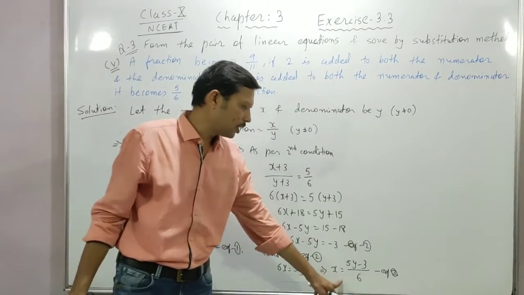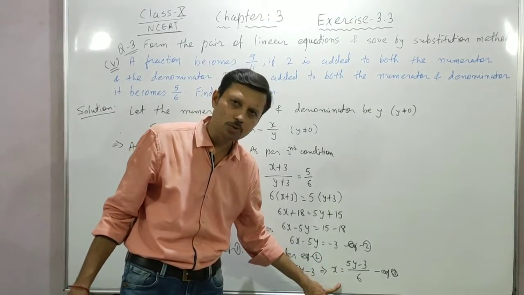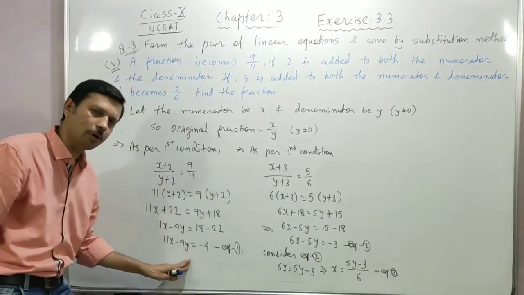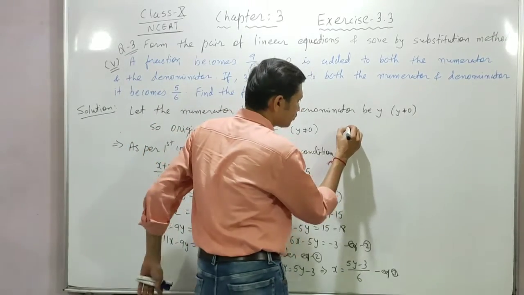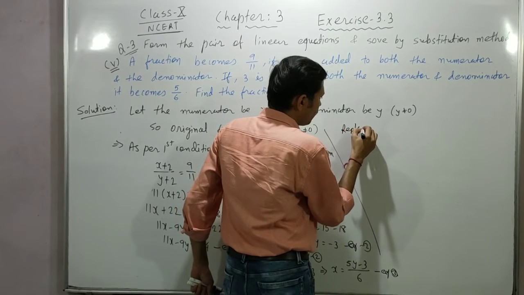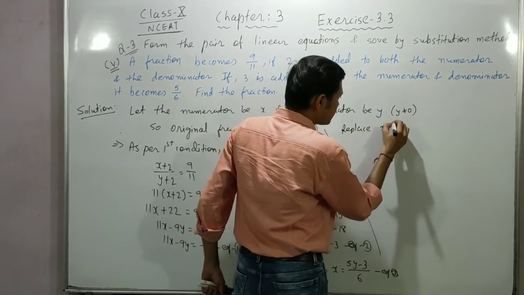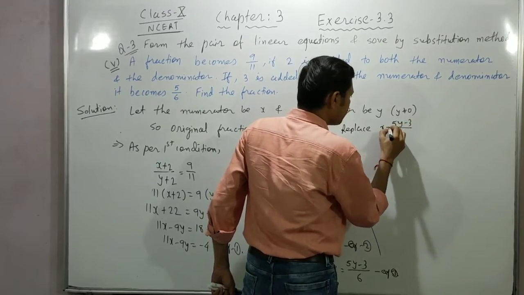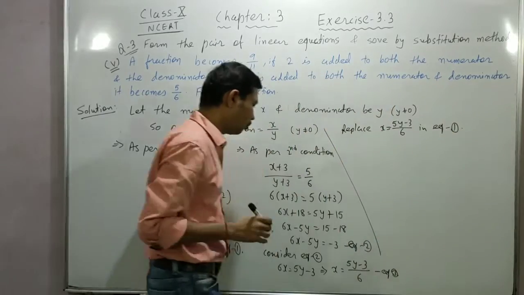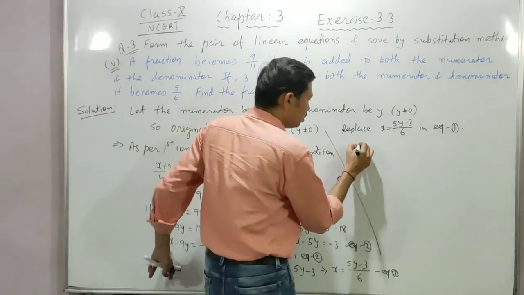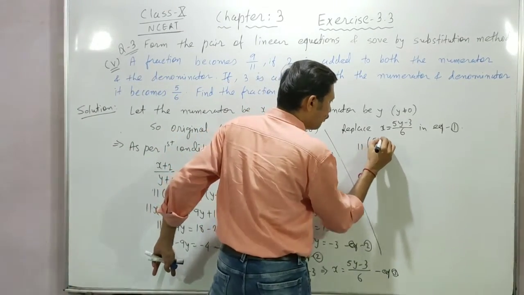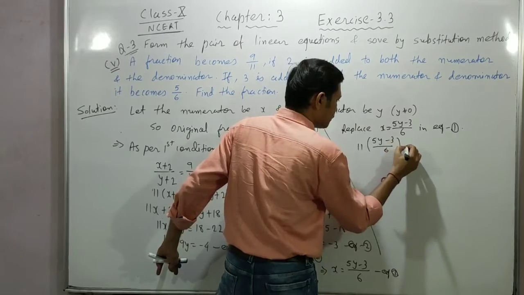Okay, and now we will replace this value. This value we derived from equation number 2, so the rest of the equation is equation number 1. So we will replace this value in equation number 1. Let's do it. Replace x equal to (5y minus 3) upon 6 in equation number 1. What is my equation number 1? 11x. What value of x will I replace? (5y minus 3) upon 6.